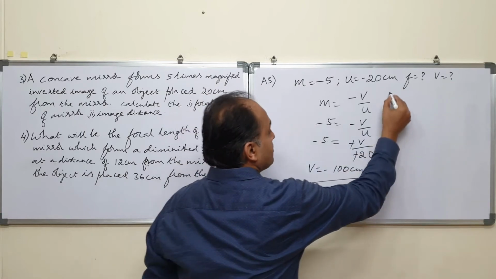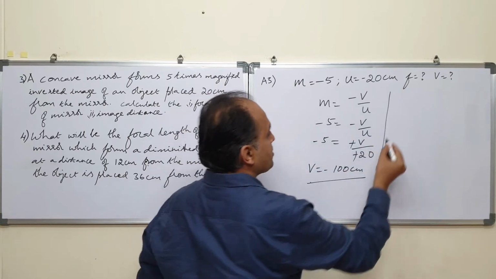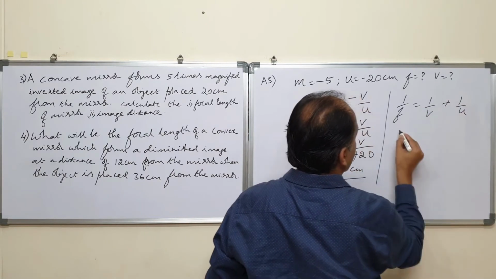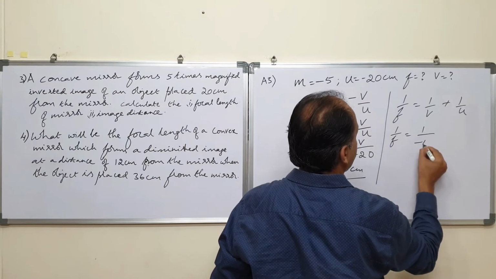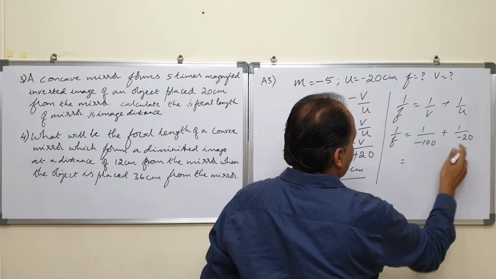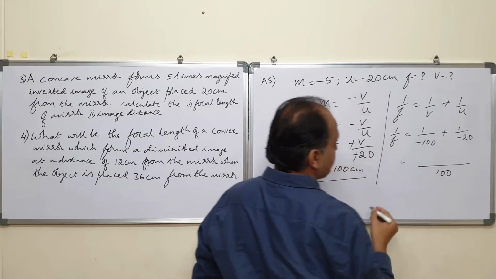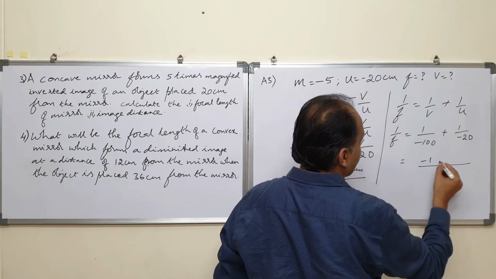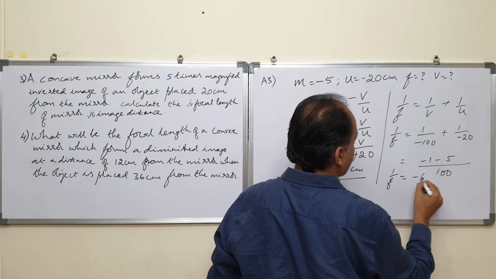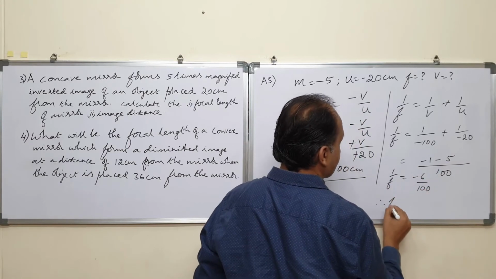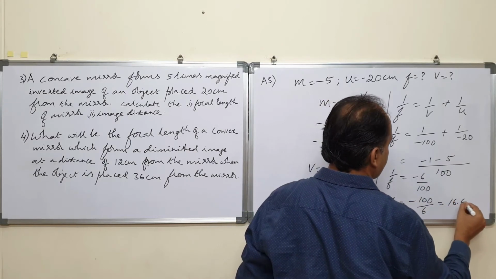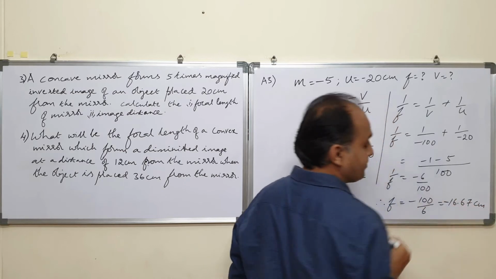Alright, now we can easily find out the focal length. So 1 by f is equal to 1 by v plus 1 by u. 1 by f is equal to 1 by minus 100 plus 1 by minus 20. Both of them are negative. LCM is 100, and here we will get minus 1 and here we will get minus 5. So 1 by f is equal to minus 6 by 100. Therefore, f is equal to minus 100 by 6, which is 16.67 centimeters negative.